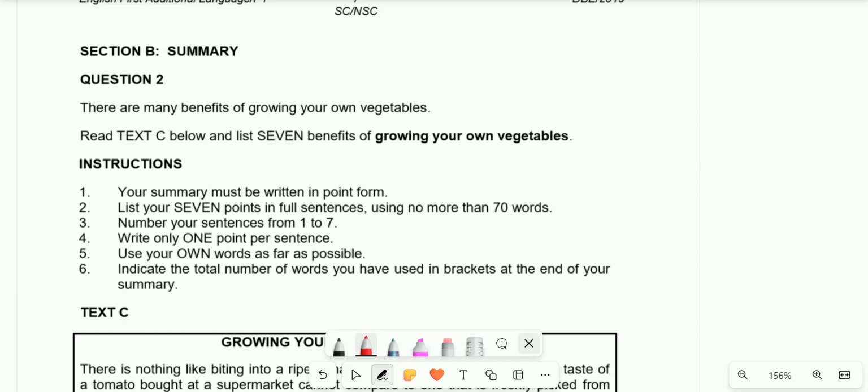And now we are going to move to section B. The first episode series were for visual literacy. Now we move to section B, which is a summary. A summary is a shorter version of the original text.